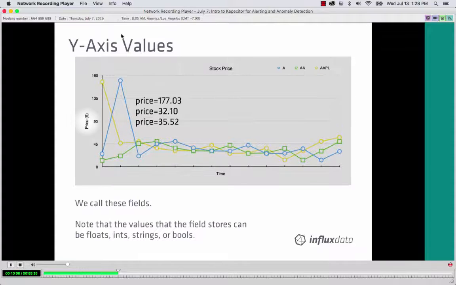Next, we have the y-axis values. In this case, they're called price. So probably could have called the thing just stock and the y-axis called price, but it's neither here nor there. These y-axis values that actually store the data, so to speak, are called fields. Fields can store floats, ints, strings, or bools, all of the 64-bit variety. I think strings have a cap at 64K.